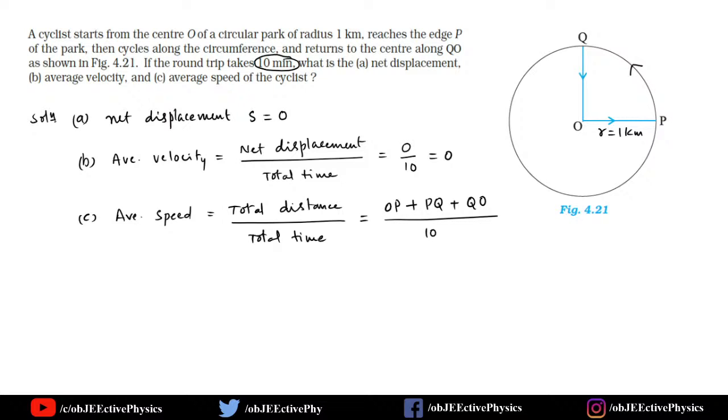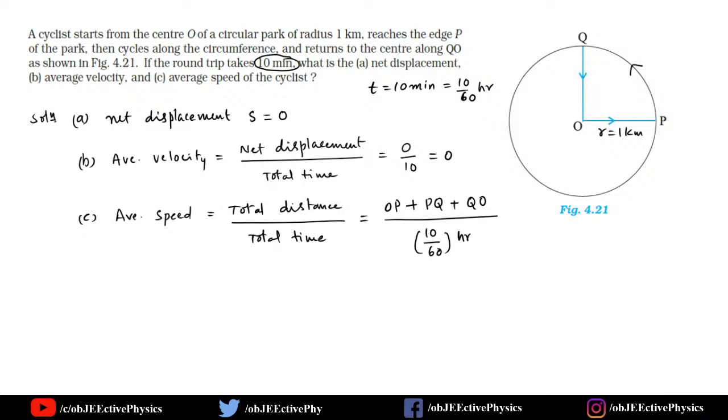So 10 minutes can be converted into hours. So 10 by 60 hours. Time T is given as 10 minutes. If it is converted into hours, it is 10 by 60 hours.